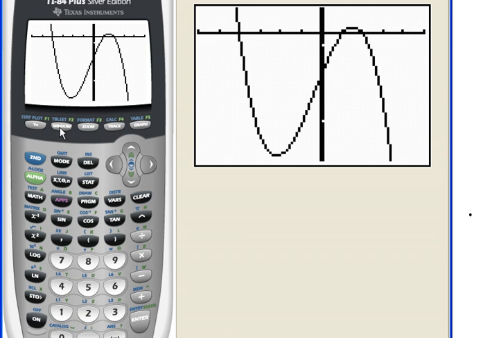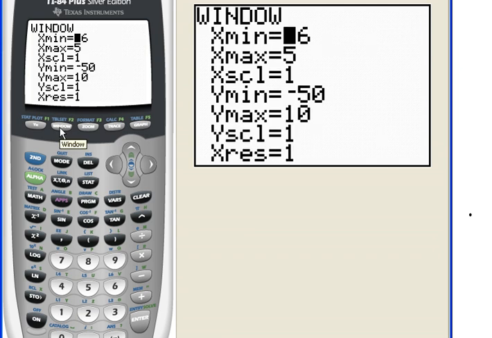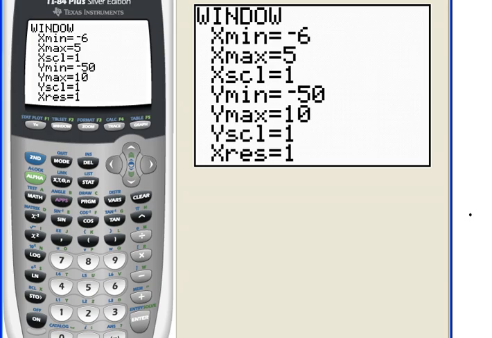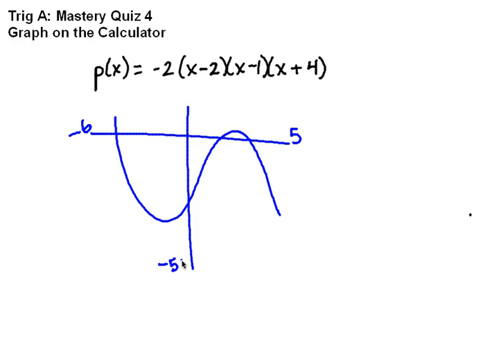Let's go back to our window. The x min was -6, the x max was 5. So I can say the x min was -6, the x max was 5. My y min, I ended up going down to -50 and up to +10. There's the window. I've labeled the window. Now I need to label the interesting bits.